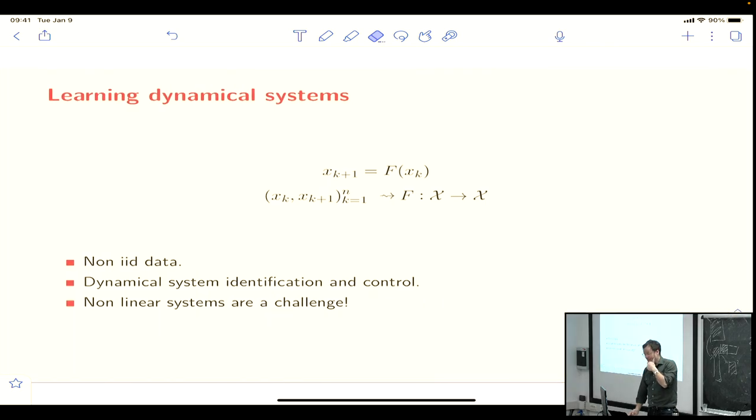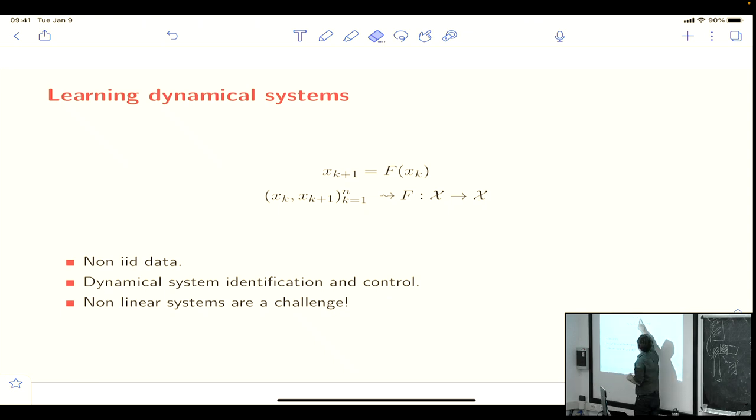let me tell you a bit about how to use this thing to learn dynamical systems. So, the first part hopefully was a bit clear. The second part was fast, but you took the message that whatever you do with functions, you can do for operators, okay? We want to try to reduce the problem of learning a dynamical system to learning an operator. Okay, let's see what a dynamical system is first.